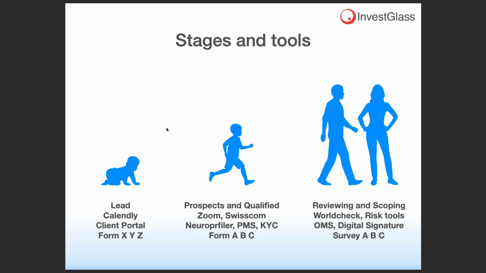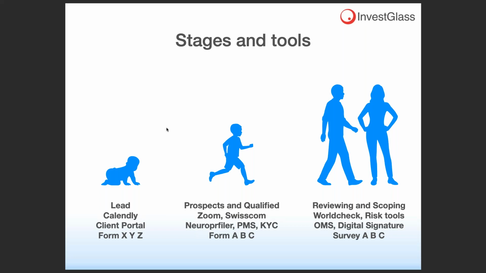Here you see again 3 phases. It's not 10 phases, it's 3 phases. Leads, prospects, qualified clients, reviewing and scoping clients. For all of them, you will have different features, different widgets, different solutions that you may connect, because you want to have a face-to-face meeting with a client. You might use Zoom or GoToMeeting. Perhaps you may use a Swisscom solution because you want to use a Swiss solution.